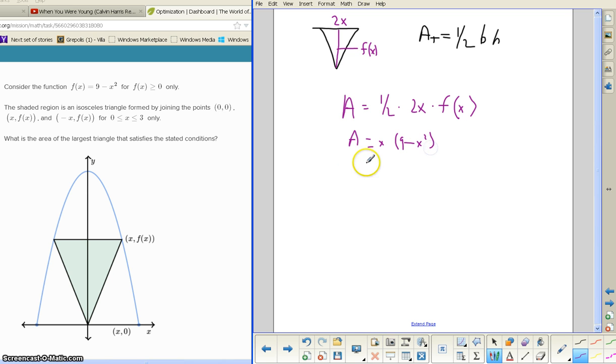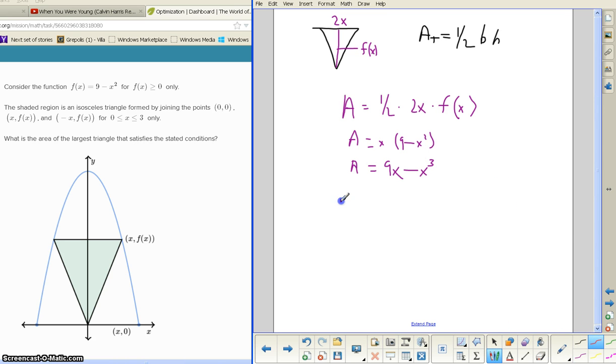And again, in these cases it almost always makes sense to distribute. So I get 9x minus x cubed. Well, that's going to be the area of the triangle for any value of x. And we want to maximize, so we're going to optimize this equation.